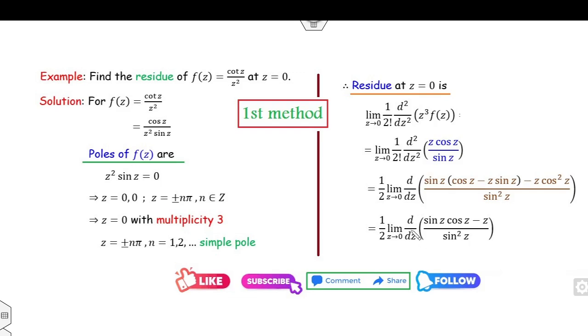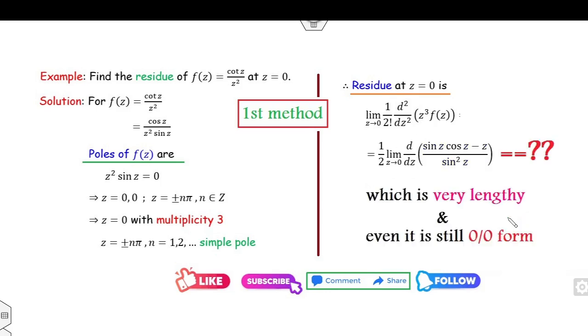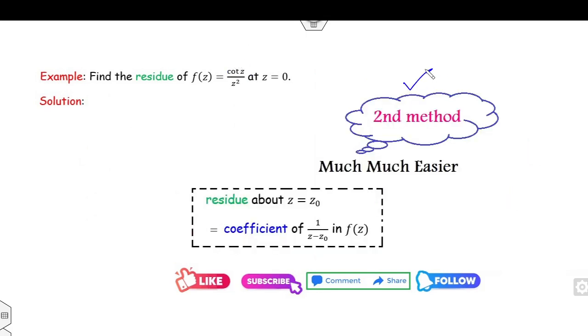Now again, you can find the derivative, and you can see it's a very time consuming, very lengthy calculation. Once you substitute the value 0, it is always a 0 by 0 form. Then again you have to use the derivative again and again. So that's a very lengthy calculation. Fine. So that's why whenever there are special functions, you can always apply the second method, and that is much easier than the previous method.